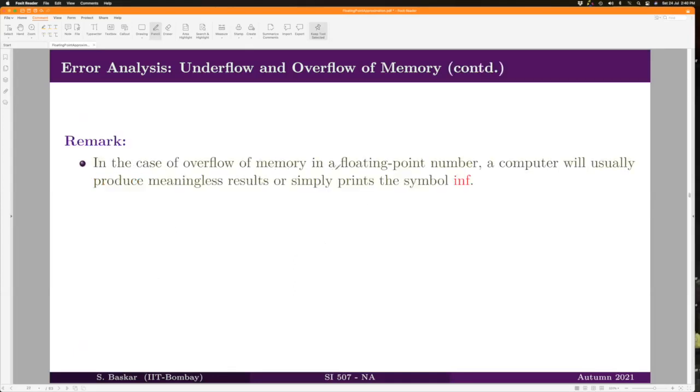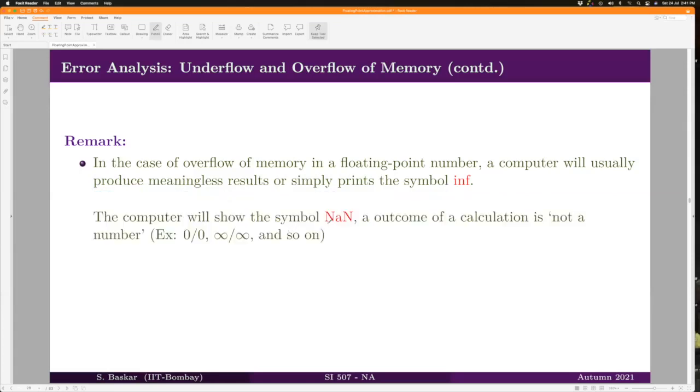In the case of overflow of memory in a floating point number, a computer will usually produce meaningless results or simply print the symbol INF. It means infinity. So if you are trying to give a number to your computer for which the exponent is too large, so that overflow of memory happens, it considers that number as infinity. Although for a human being it may not be infinity, for the computer it will be infinity. If you have worked in some scientific computing, you would have often seen this symbol NaN. It means not a number. This happens especially when your computer is trying to do this kind of calculation, 0 by 0, infinity by infinity, and so on. I think in calculus also we come across such symbols.